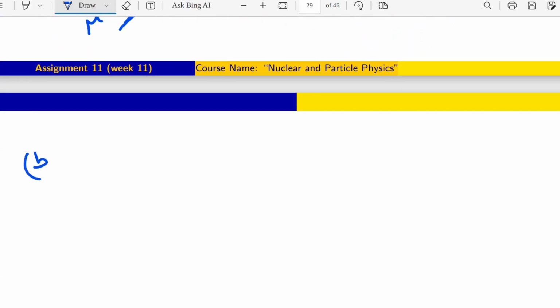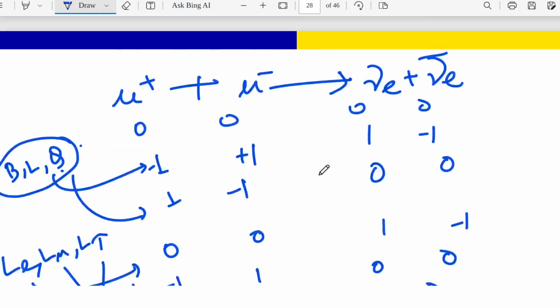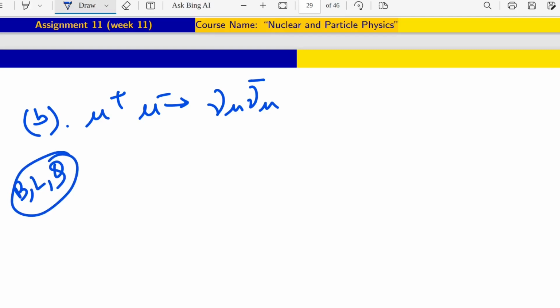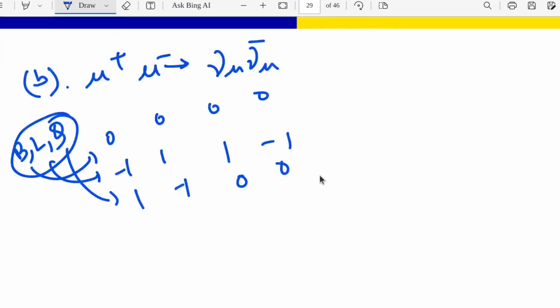Now coming to option number B, mu plus mu minus to mu bar. First of all, let me tell you quickly these things. Then B is 0 0 0 0, L is minus 1, 1, 1, minus 1, Q is 1, minus 1, 0, 0. Okay, all the things are fine.